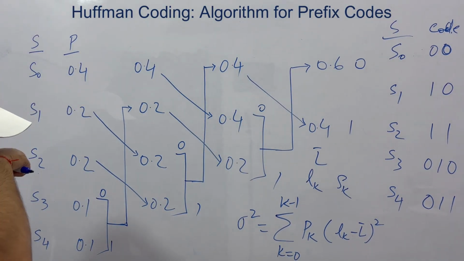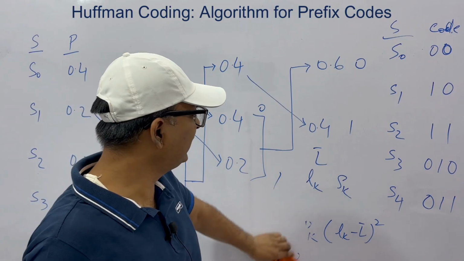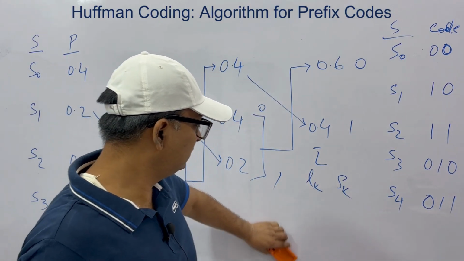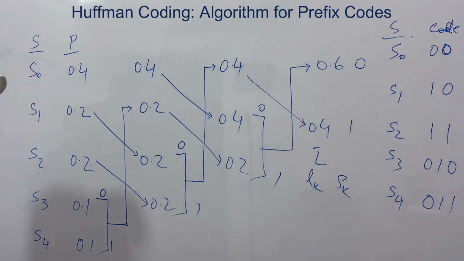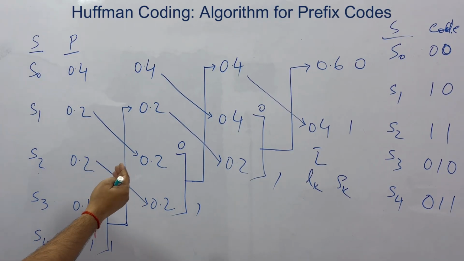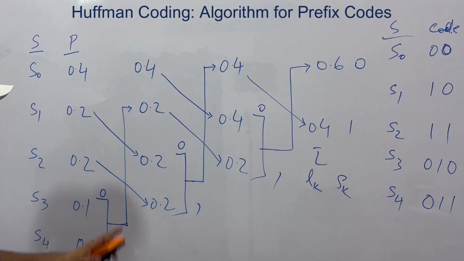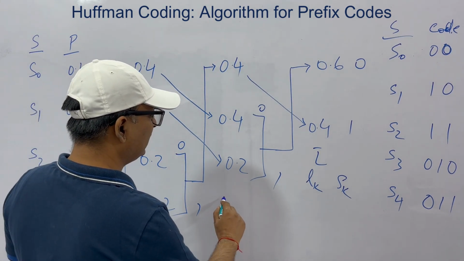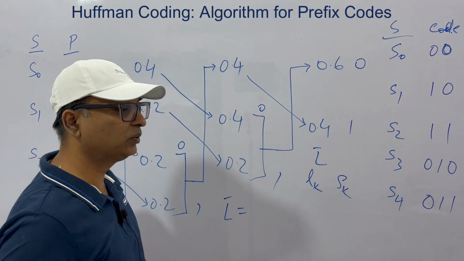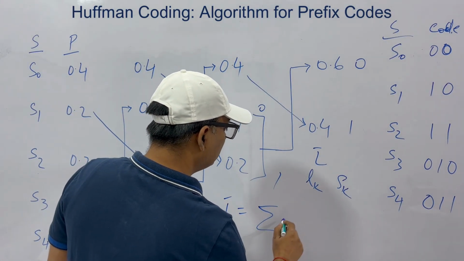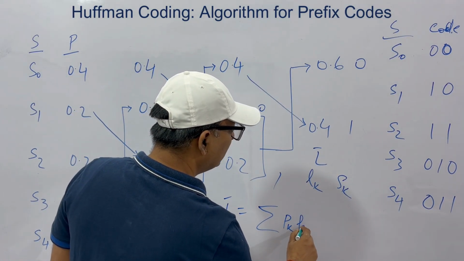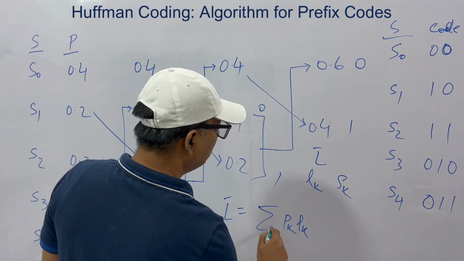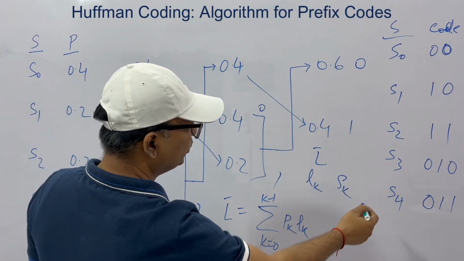And how to find the entropy and how to find the average code word length. I have found the average code word length in the last example also. Here also we can find this L. How? It is equal to summation Pk into Lk, k equal to 0 to 4.